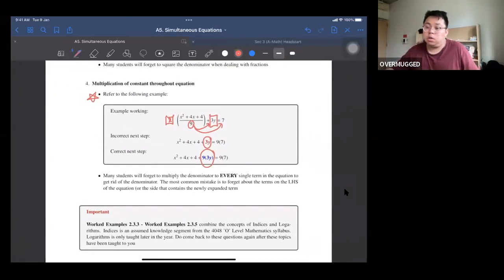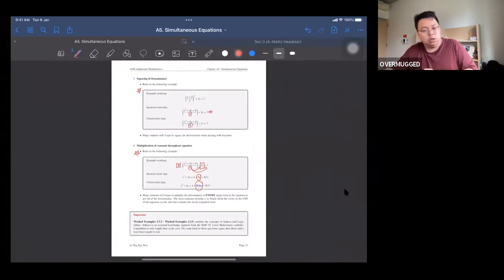When you are learning other chapters and when this particular concept comes back again, and you need to use this concept of simultaneous equations to solve the question, you need to remember these rookie mistakes that a lot of people make and do not make them during exams. Okay, and we are done.